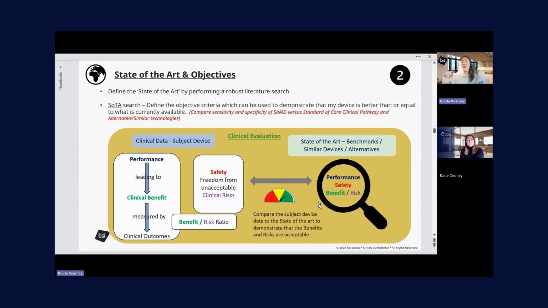You have to demonstrate that my device is as good as, if not better than, the current state of the art. And you do that by setting performance objectives and safety objectives and associated acceptance criteria, and then collecting data on your device to show that you've met those criteria and comparing it to the state of the art.